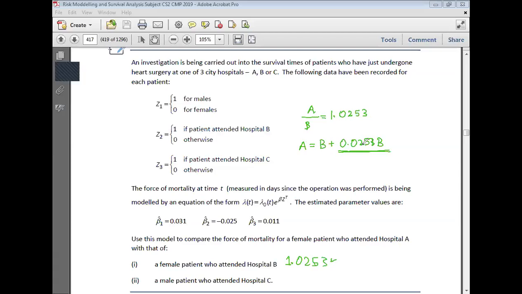Okay, so for the second part, you will do some similar steps and get the answer. A male patient who attended hospital C. Now if I'm looking at a male patient, I will not only have beta 3, but also beta 1. So this is how you can rewrite it. And you don't necessarily always have to write beta times Zi transpose. You can directly write these and it's valid. They won't cut your marks.